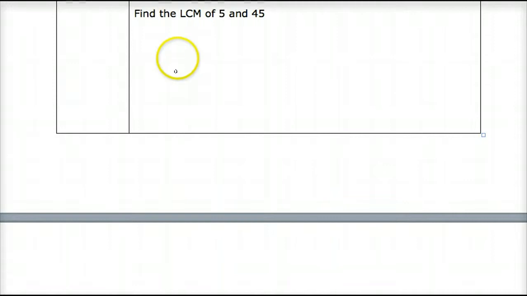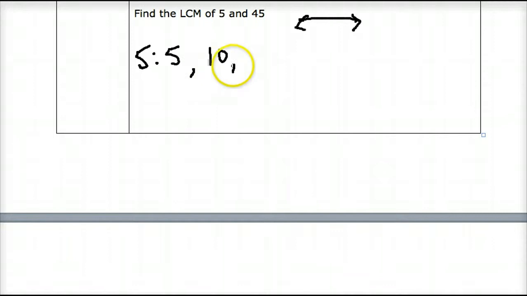Alright, so we know that we're finding the LCM of 5 and 45. And we know that we're always going to list them from left to right. So our first number is 5. We know that 5 times 1 is 5, 5 times 2 is 10, 5 times 3 is 15, 5 times 4 is 20.